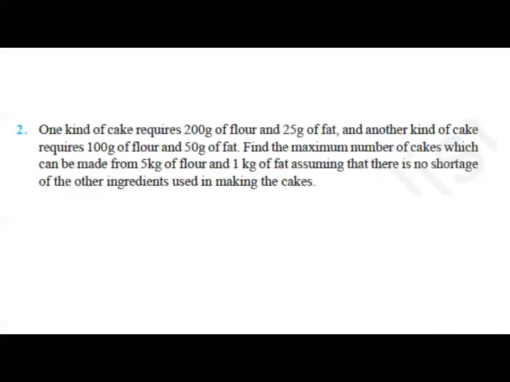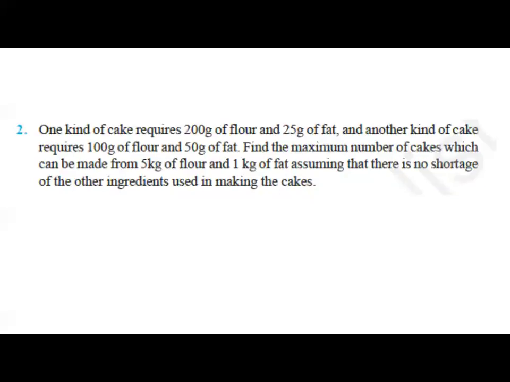So, one kind of cake requires 200 grams of flour, 25 grams of fat. And another kind of cake requires 100 grams of flour, 50 grams of fat. Find the maximum number of cakes that can be made from 5 kg of flour and 1 kg of fat, assuming there's no shortage of other ingredients. Sugar and other things are unlimited. So, what are we trying to do here? What do we need to decide?